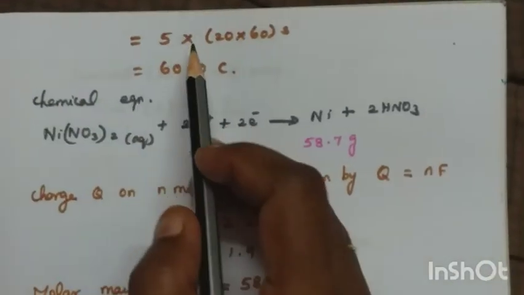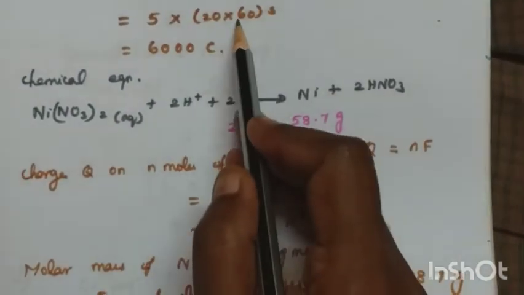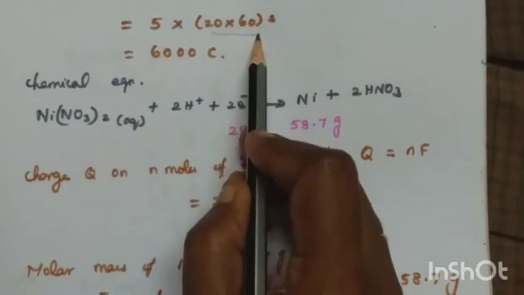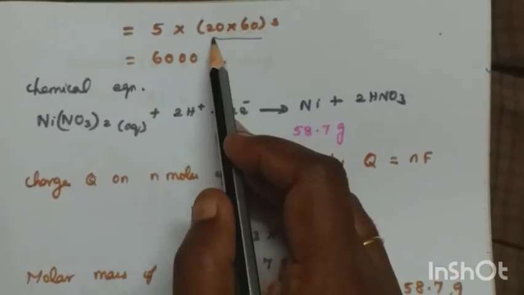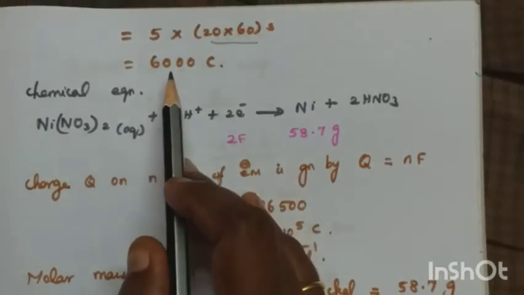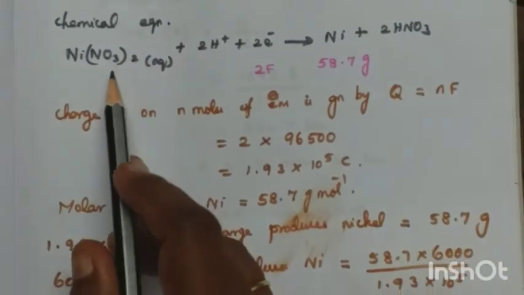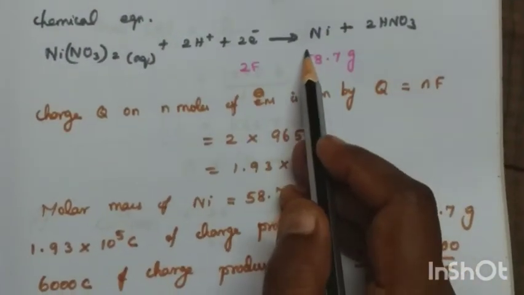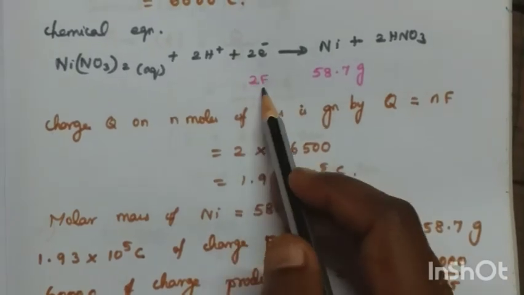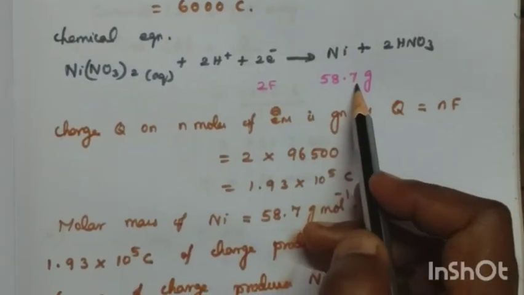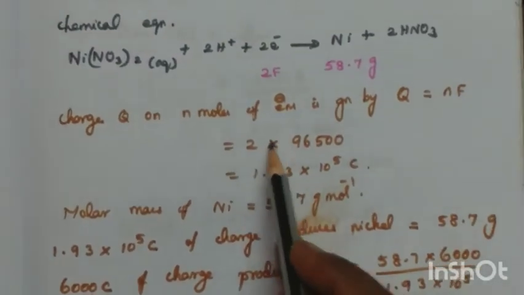In the question we get 5 ampere. So I into T: 20 minutes, and 1 minute is 60 seconds, so 20 into 60 is equal to 6000. Now the chemical equation: nickel nitrate converted to nickel. How many electrons are transferred? 2 Faraday.